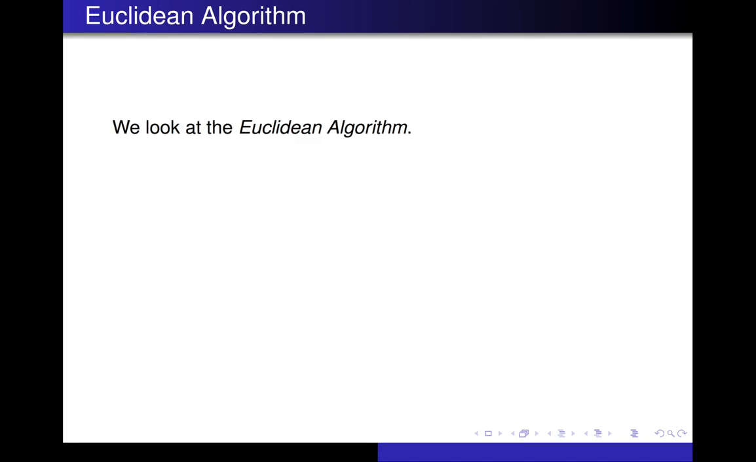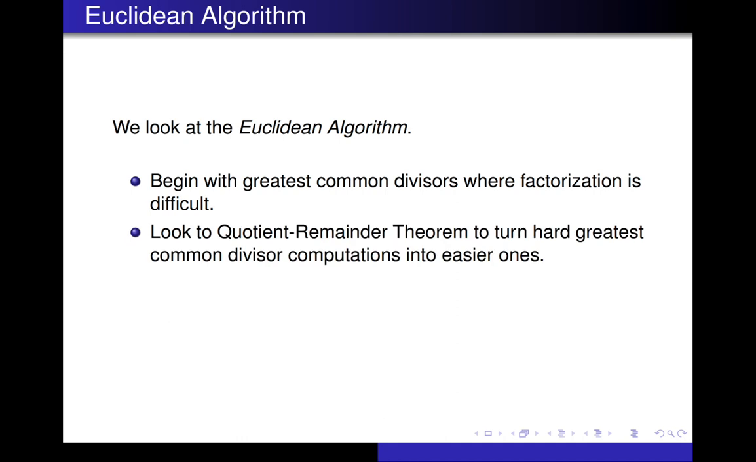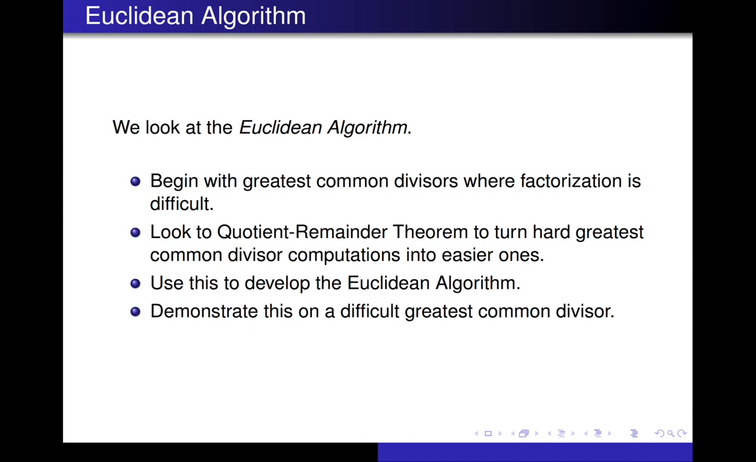We now look at something called the Euclidean algorithm, which helps us find greatest common divisors of difficult numbers. So we're going to start by looking at greatest common divisors where factorization of the numbers is difficult, so we can't use prime factors. Next, we're going to look at the quotient remainder theorem, and we're going to use it to turn very hard greatest common divisor problems into slightly easier ones. Then we're going to use that to develop the Euclidean algorithm and demonstrate it on a particular greatest common divisor.